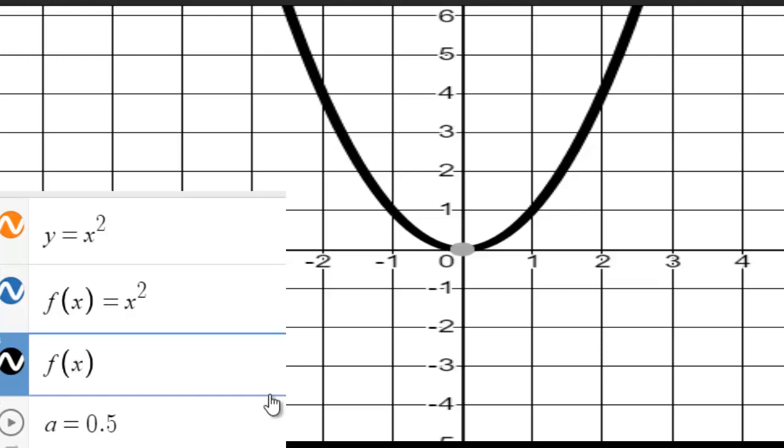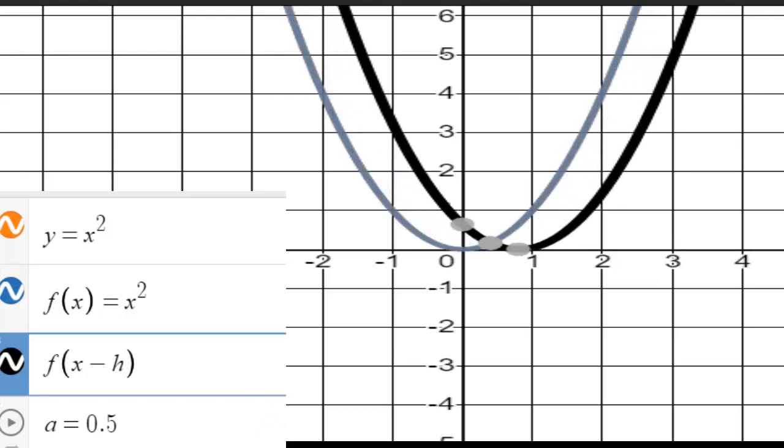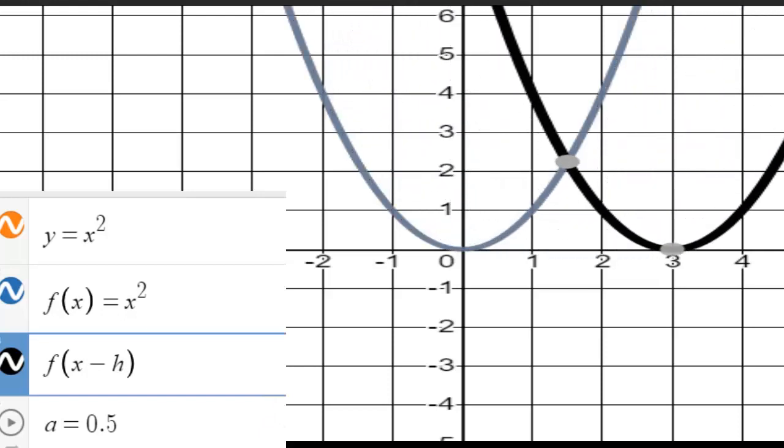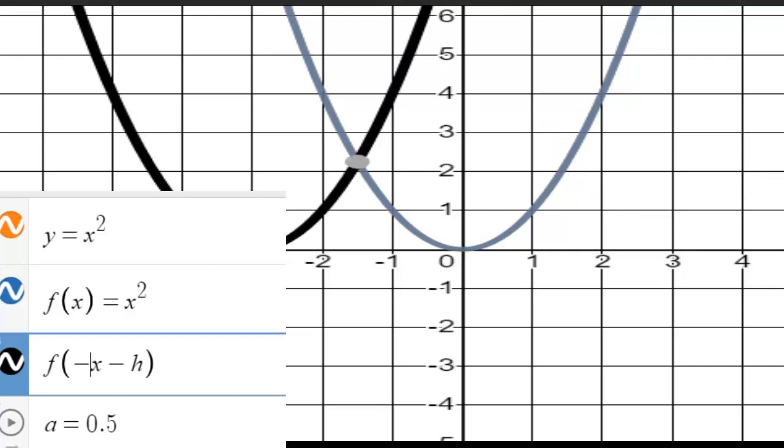So the best way to show this reflection, let me turn this off, is to put one of those h values back in there, so minus h, and then I'm going to move this thing off center. So let's say I move it 3 units to the right, like that. And then if I put a negative inside, you'll see it reflects across the y-axis as expected.